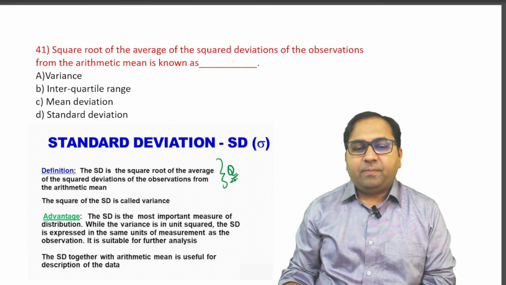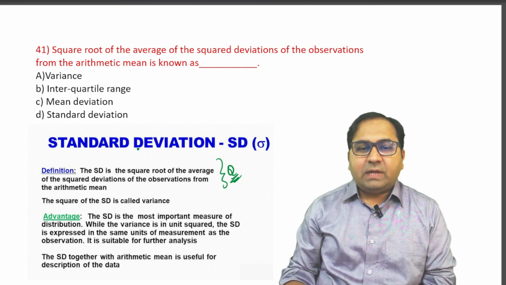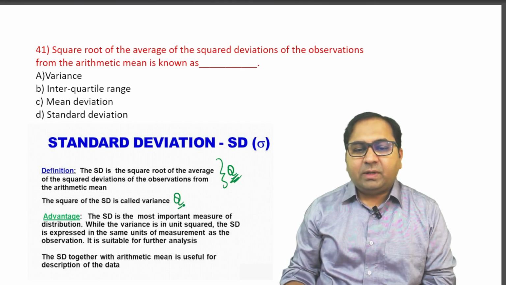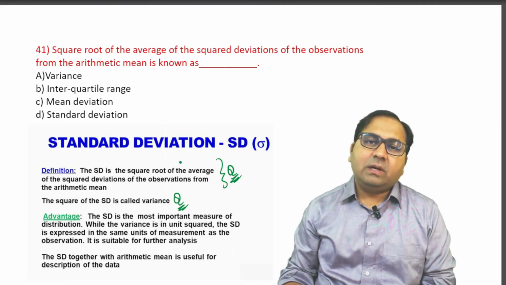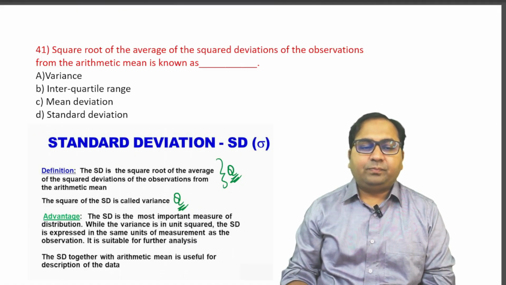So this is a question. And the square of standard deviation is called variance. This was also one question. So please, you have to be perfect with this information on standard deviation.